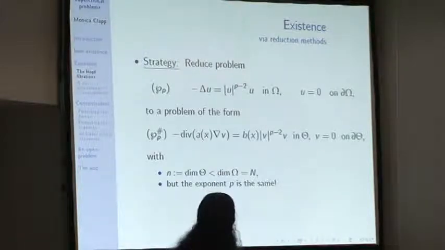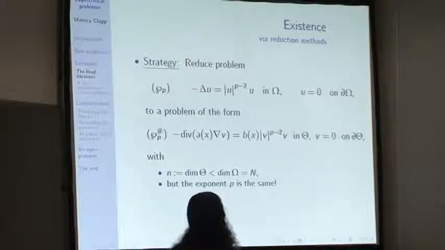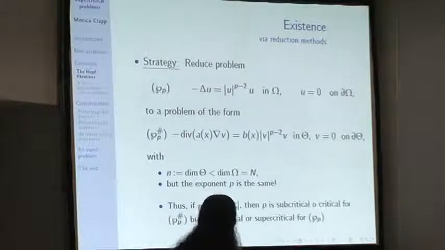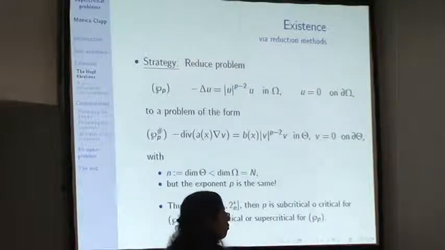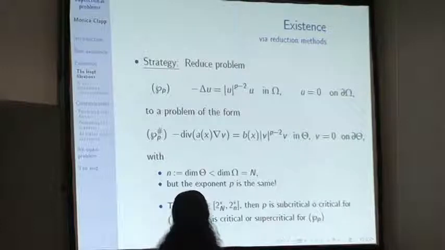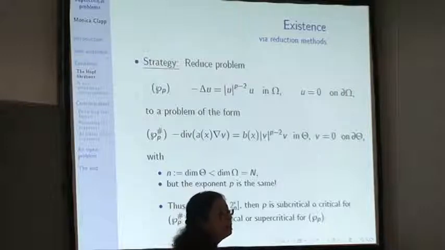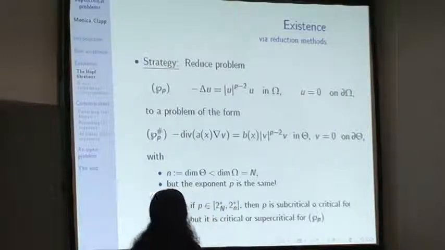So if we do that, what's the advantage? We have a more complicated equation, so we should have some advantage. And the advantage is that if you take a small p in this interval, then p will be subcritical or critical for the problem p hash, but it will be critical or supercritical for our original problem. So we will be solving a supercritical or a critical problem for a more complicated equation. That's the idea, okay? So how do we obtain a reduction like that?